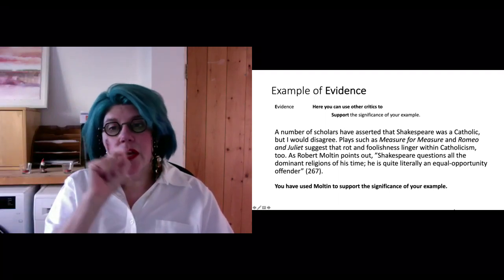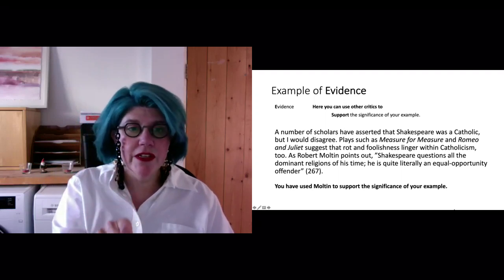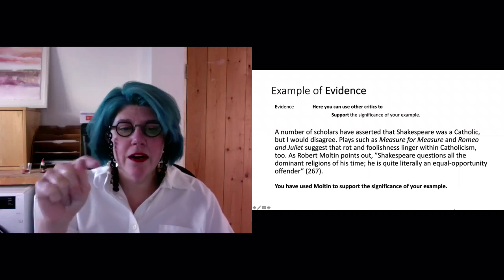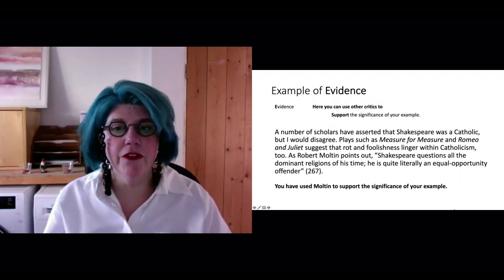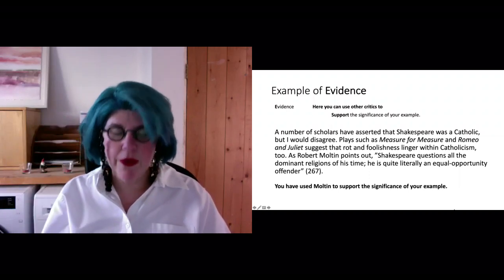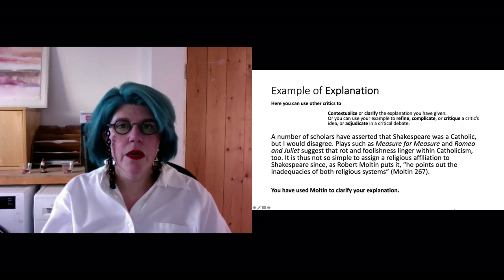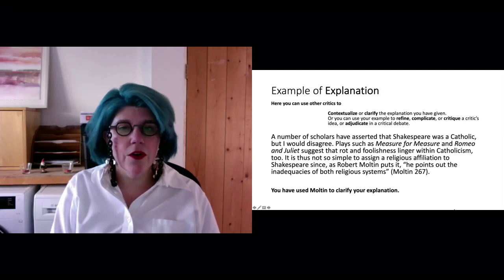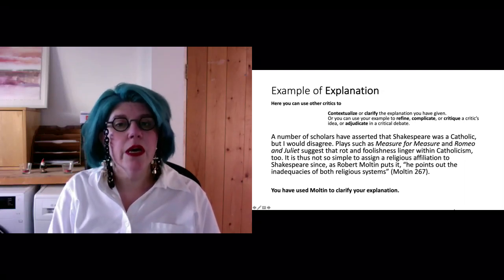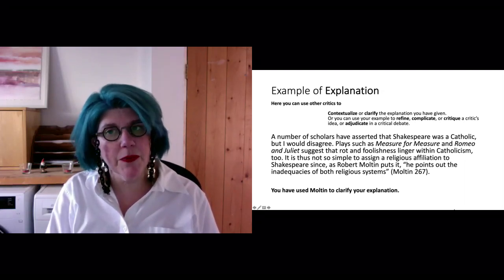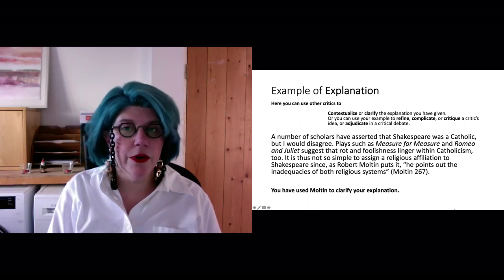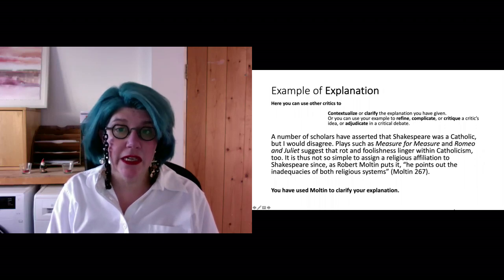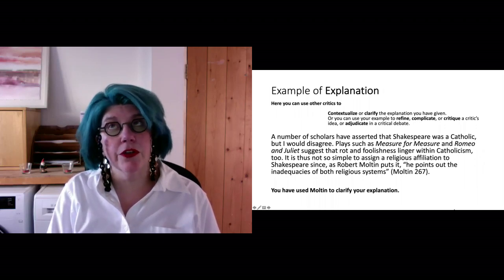Okay, then you have pointed out what your evidence is to stake your claim, and then you have added a critic to support the significance of your example. Very, very nice. An example of how to use critics in the explanation area. Here, you can use other critics to contextualize or clarify the explanation you have given, or you can use your example to refine, complicate, or critique a critic's idea or adjudicate in a critical debate.